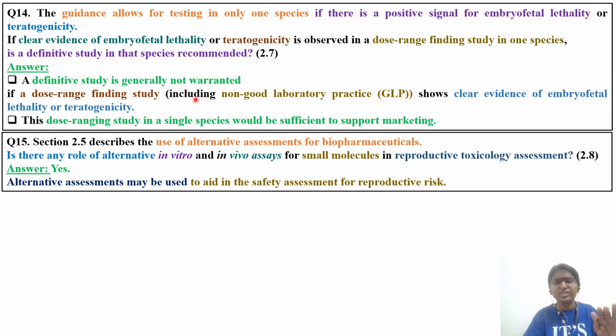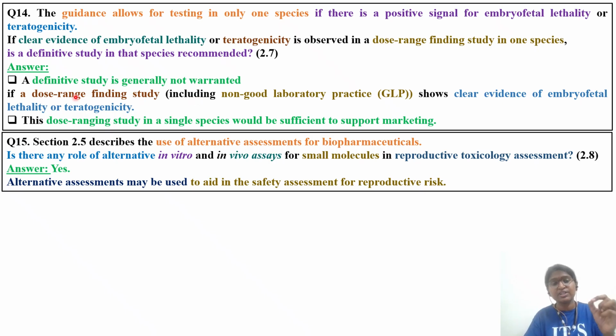So if you have a dose range finding study and it is showing a positive signal, showing that yes, there is a possibility that this new anti-cancer drug can affect the fetus as well as the embryo, then there is no need of doing a definitive study, no need of doing another GLP or main study. You can submit the non-GLP dose range finding study to the regulatory agency, and they will accept it, and you can defend it by using the ICH S9 guideline.